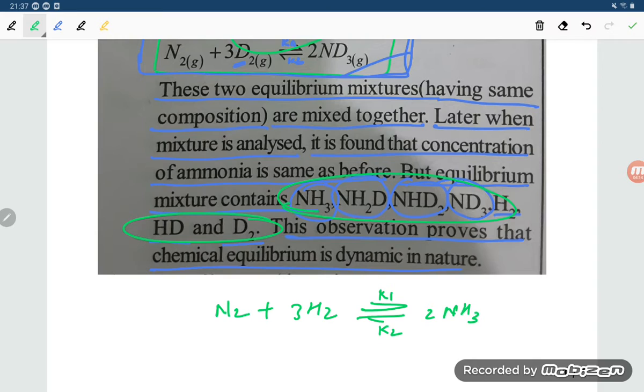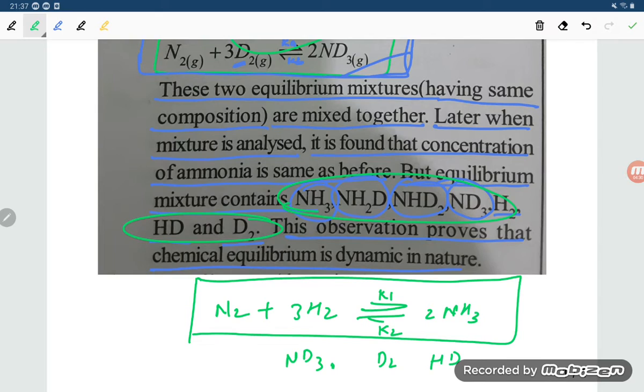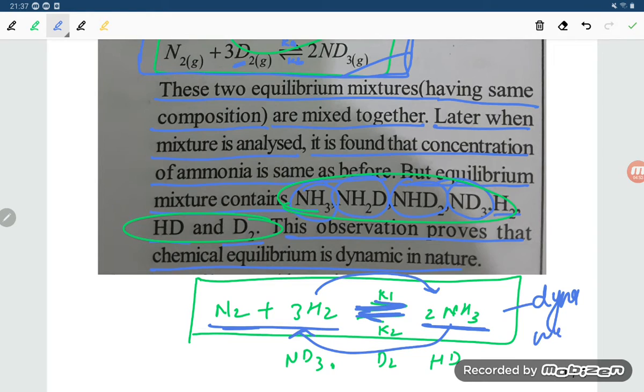Whatever the equilibrium mixture is, the presence of ND3 or D2 or anything else is not going to affect it. Why not? Because it is a dynamic equilibrium. The amount that combined to form NH3, the same amount is decomposing to form N2 plus 3H2. So both things are the same, because it is dynamic equilibrium.